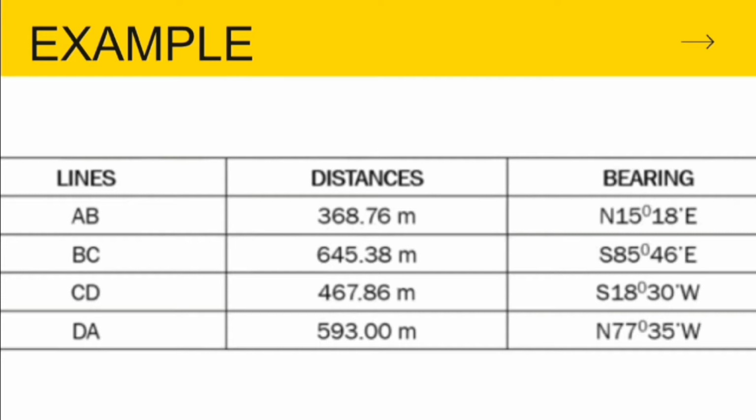Now, the bearings of these lines: for AB, we have north 15 degrees 18 minutes east. BC has south 85 degrees 46 minutes east. CD has south 18 degrees 30 minutes west. And DA has north 77 degrees 35 minutes west. So now let's balance this closed traverse using the first method, which is the compass rule.